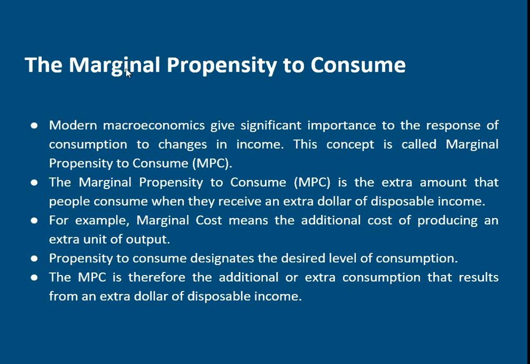As we discussed earlier, MPC, or marginal propensity to consume, shows how much response we have in consumption when there is a change in income, and that is shown by the marginal propensity to consume, MPC. Explaining more, MPC is the extra amount that people consume when they receive an extra dollar of disposable income. As we know, marginal cost means the additional cost of producing an extra unit of output. Similarly, MPC shows the extra amount consumed due to a change in income. So simply we can say that MPC is the additional or extra consumption that results from an extra dollar of disposable income.